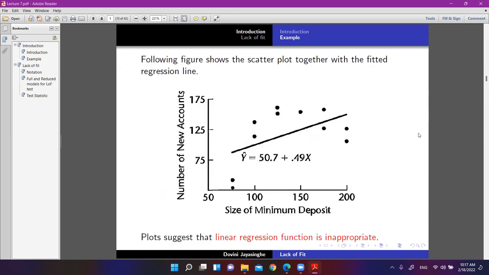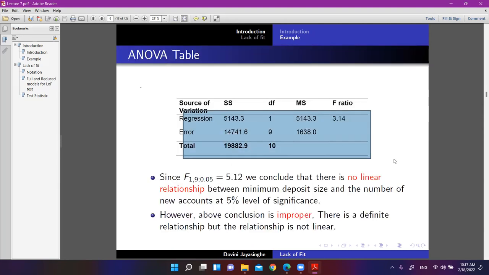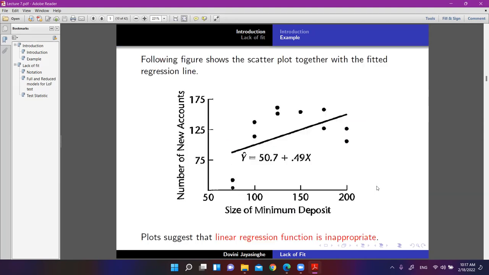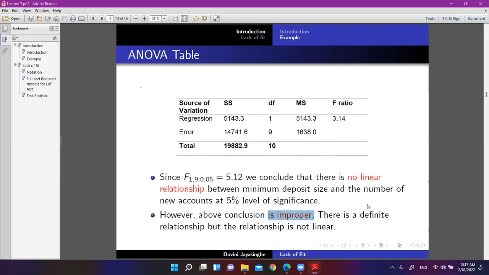But actually, when looking at the plot, can you see there's some sort of a relationship between the two? There could be, right? It shows some sort of a relationship. So this interpretation is improper when there exists lack of fit. That is the motivation to go for a lack of fit test. It's just a matter of partitioning the error term.